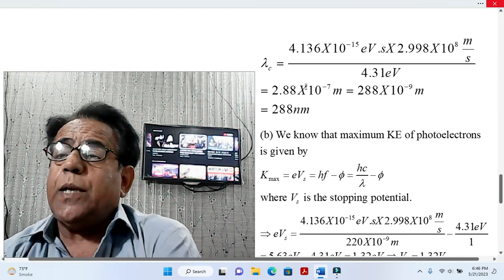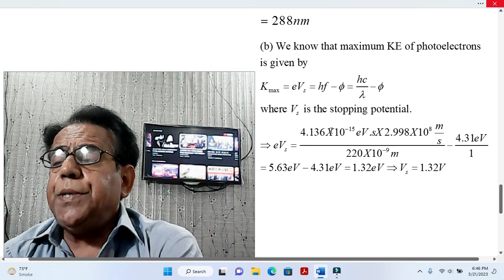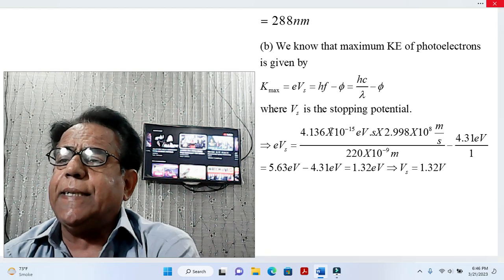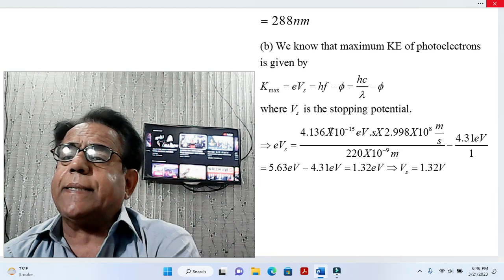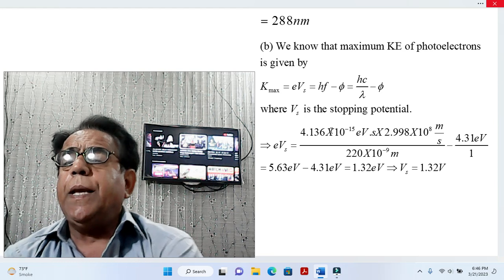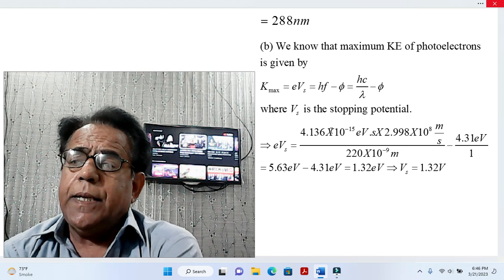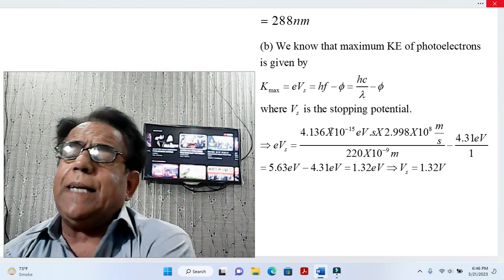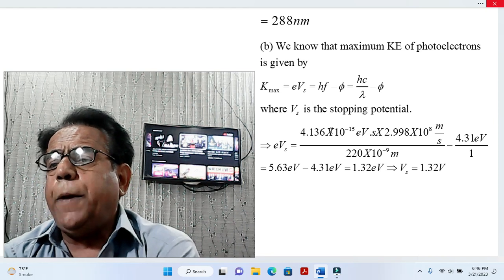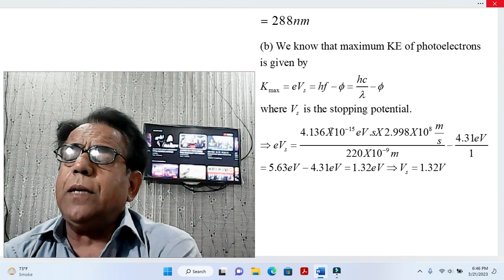Okay, now we come towards part B. In part B, we know that maximum kinetic energy of photoelectrons is given by K max. K denotes kinetic energy and max standing for maximum. Maximum kinetic energy is equal to eVs, where Vs is stopping potential, and this is alternatively equal to, by definition, hf minus work function phi.